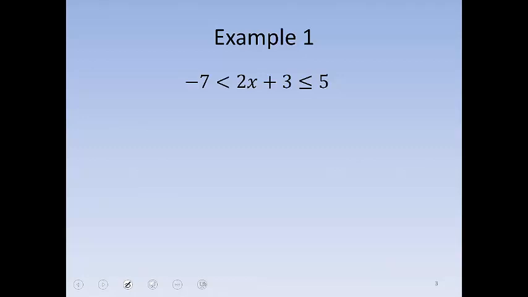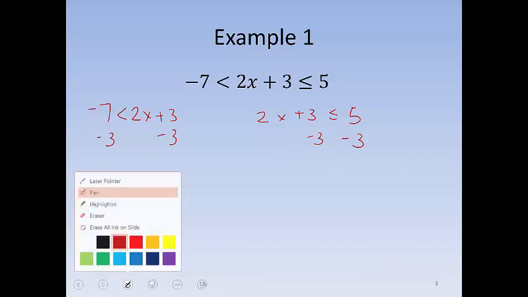Because this is a between statement, that means that I actually have 2 different inequalities going on at once. So when we have that idea that whatever we do to one side of the equation, we have to do to the other, well, there's really technically 3 sides of this inequality. If you don't believe me, I can break it up, and we could say a negative 7 is less than 2x plus 3, but 2x plus 3 is less than or equal to 5. So if I were to subtract 3 from both sides and use our inverse operations here, what you would see is that I have to subtract 3 from the negative 7 and I have to subtract 3 from the 5.